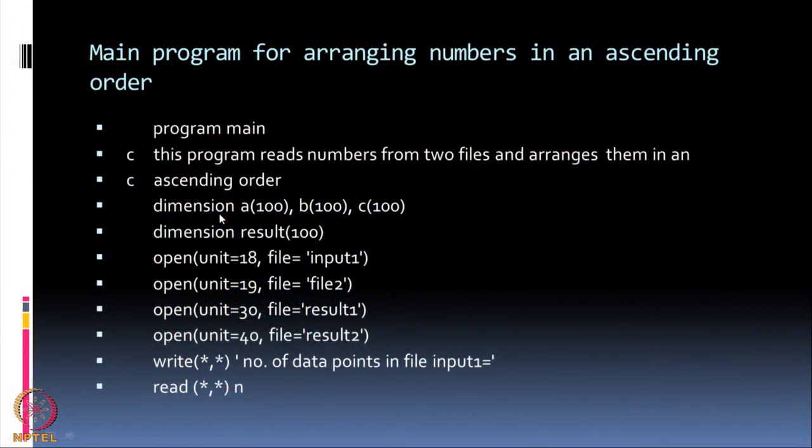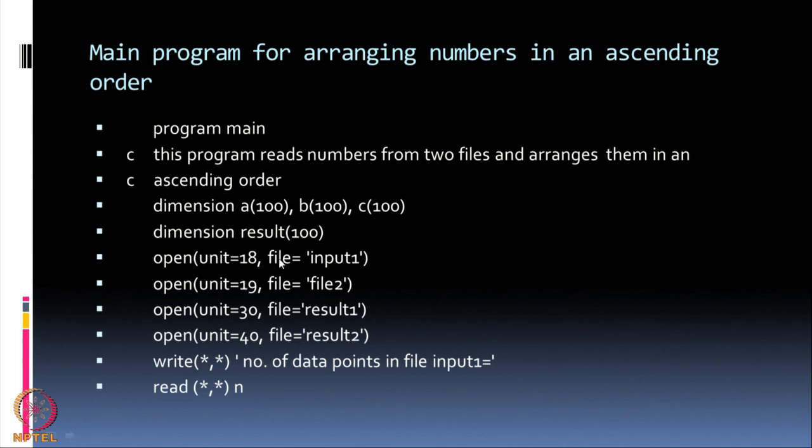Now, look at the structure of this program. This is the main program. You do not have to have a statement program main, but it is a good idea to have, so that you know it is a main program. So, what the program does, it has a dimension statement. So, there are 3 arrays now a, b and c, each of dimension 100, and I also have another statement dimension result 100. So, that is the result of my operation of converting an array into an ascending order.